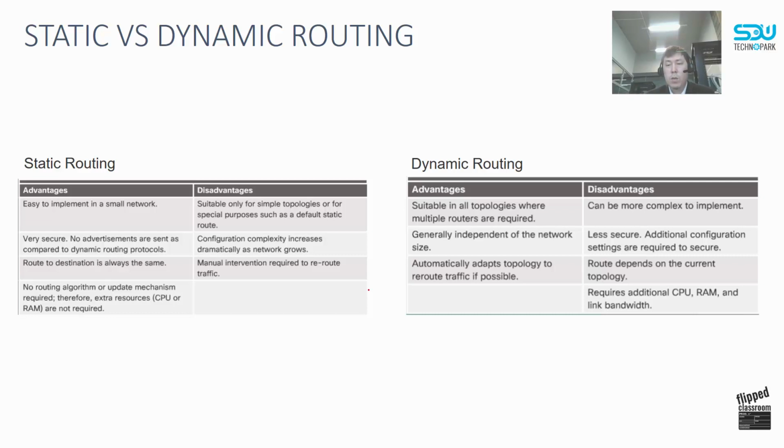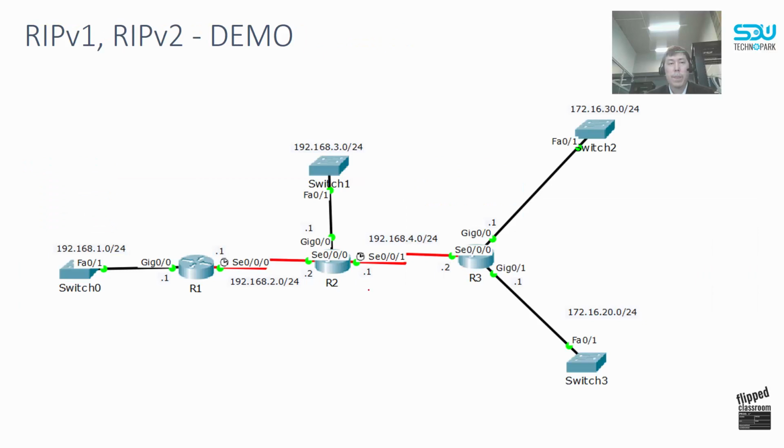And one of the disadvantages is that the route depends on the current topology and requires additional CPU, RAM, and link bandwidth. Routers generate additional updates and calculate the best paths, and it takes CPU performance and RAM to store all of these additional tables.